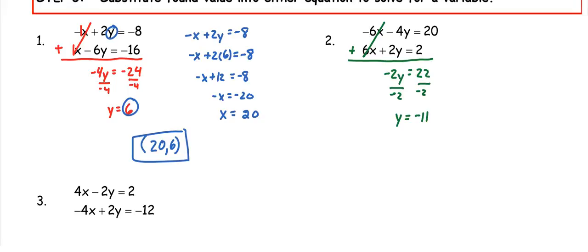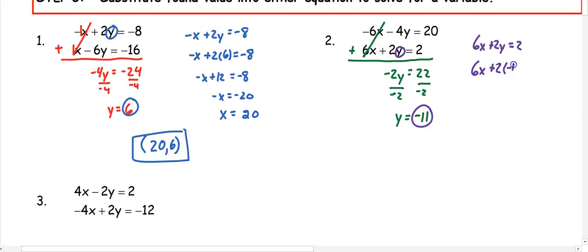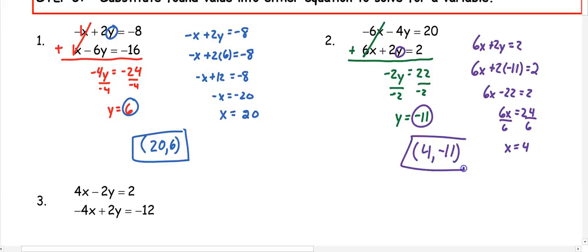Remember, it doesn't matter which equation you pick. This time I'm going to pick the second one, which was 6x plus 2y equals 2. I'm going to substitute negative 11 in for y. So 6x plus 2 times negative 11 equals 2. 2 times negative 11 is negative 22, so we get 6x minus 22 equals 2. I can add 22 to both sides, so 6x equals 24. And when we divide by 6, x equals 4. So my ordered pair would be 4, negative 11.